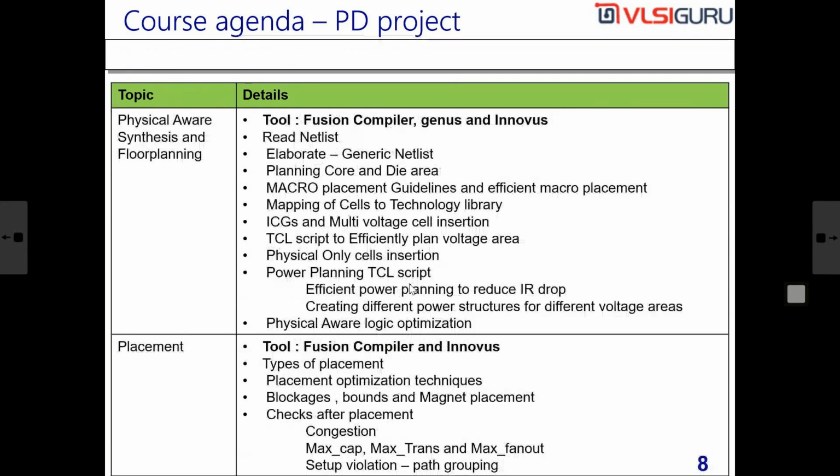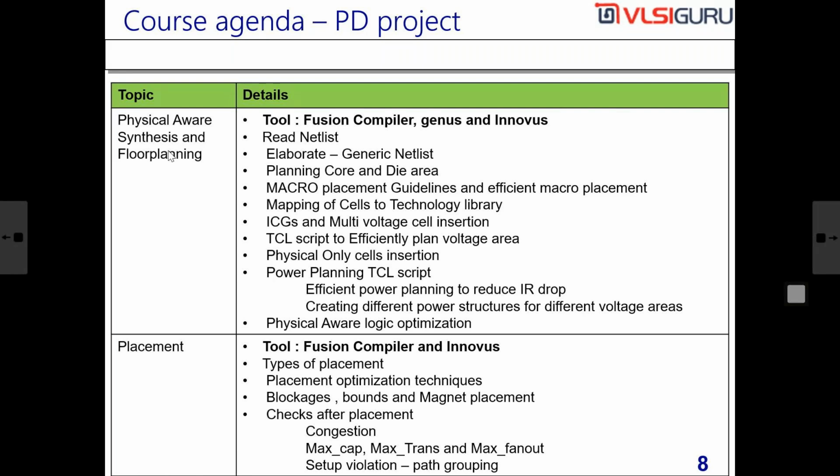So next, we start with synthesis. See, there are two types of synthesis: logical synthesis and physical aware synthesis. Logical synthesis is very easy, but industry follows what? Physical aware synthesis. We start with physical aware synthesis.